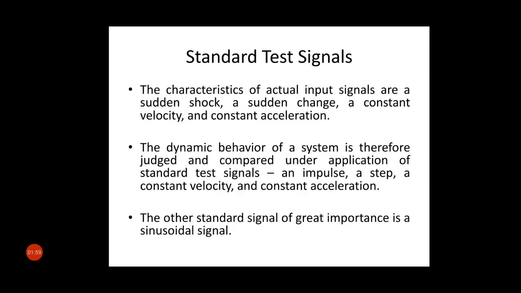The dynamic behavior of a system is therefore judged and compared under application of standard test signals. Test signals are an impulse signal, a step signal, a constant velocity means ramp signal, and constant acceleration means parabolic signal. Okay, and the other standard signal of great importance is a sinusoidal signal.